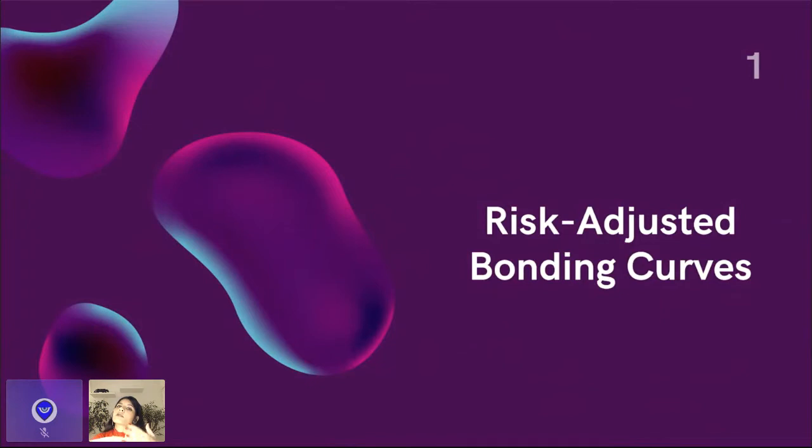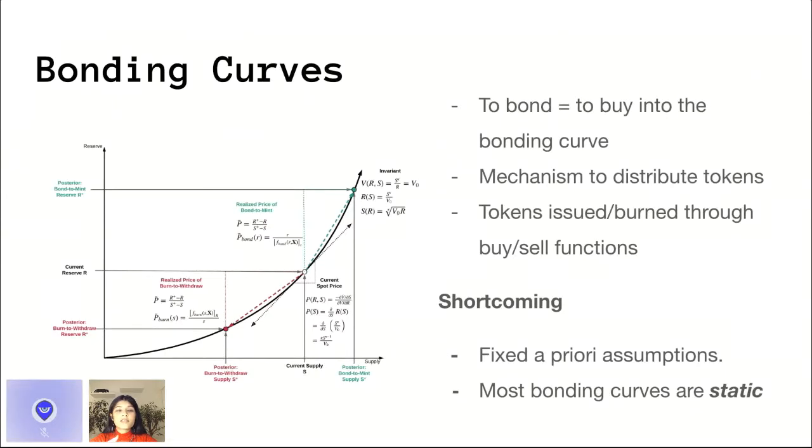So let's go through a little bit of a background on bonding curves. So we've typically heard of bonding curves. These are basically relationships that determine the relationship between the price of a particular token as well as its supply, right? And the most common type of bonding curve is a static bonding curve, where if you want to bond into the bonding curve, that means you buy into the bonding curve. It's basically a mechanism to distribute tokens. It has been used several times around, and tokens in this bonding curve are either issued or they are burned through buy and sell actions.